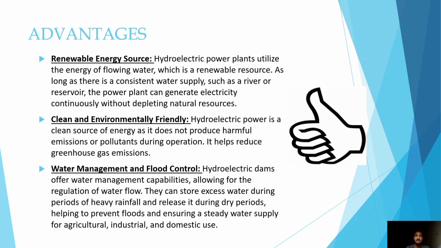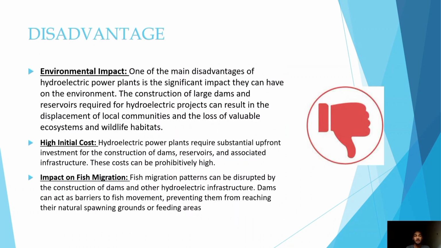Hydroelectric power is a clean source of energy as it does not produce any harmful emissions or pollutants during operation. It helps to reduce greenhouse gas emissions. Third, water management and flood control. Hydroelectric dams offer water management capabilities, allowing for the regulation of water flow. They can store excess water during periods of heavy rain and release it during droughts seen in many regions.